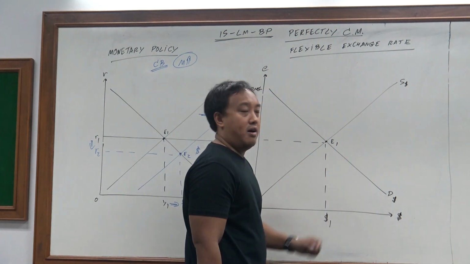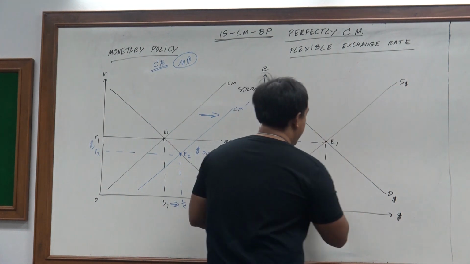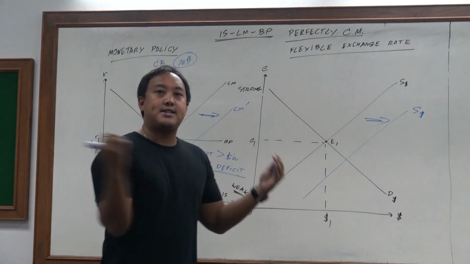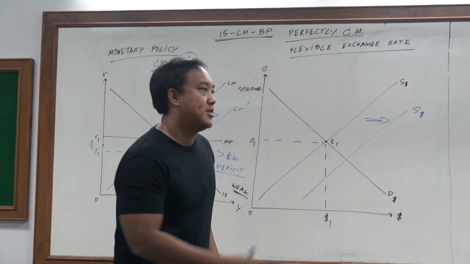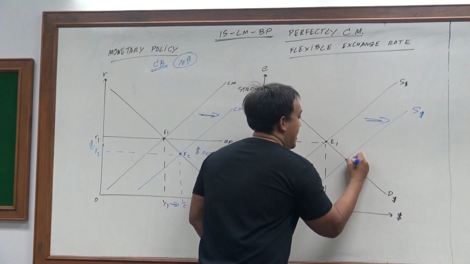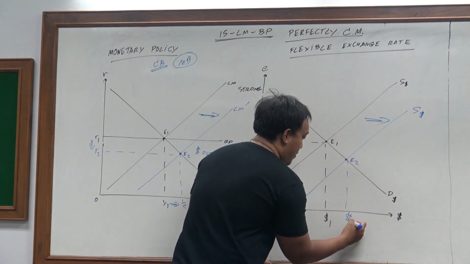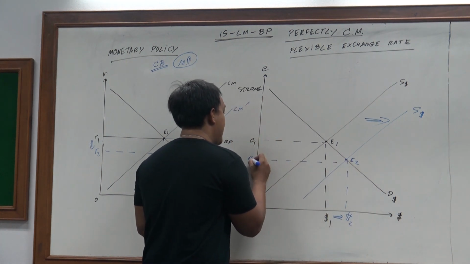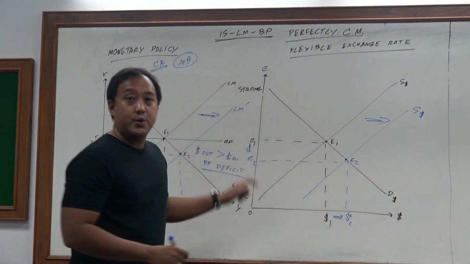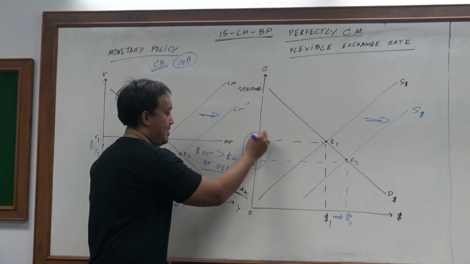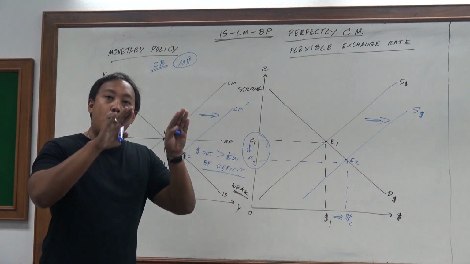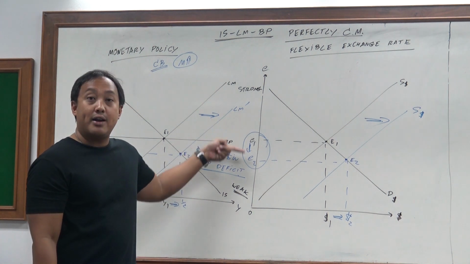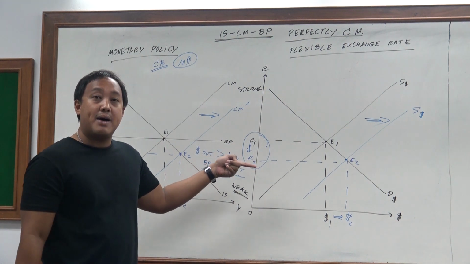When they sell more US dollars, the supply of US dollar shifts to the right. Everyone sells US dollar, everyone wants to move the money out, so the supply of US dollar shifts to the right. And then the price of US dollar drops down, from E1 to E2. It means that the US dollar will be weaker, have a weaker value, because everyone sells US dollar in the market.